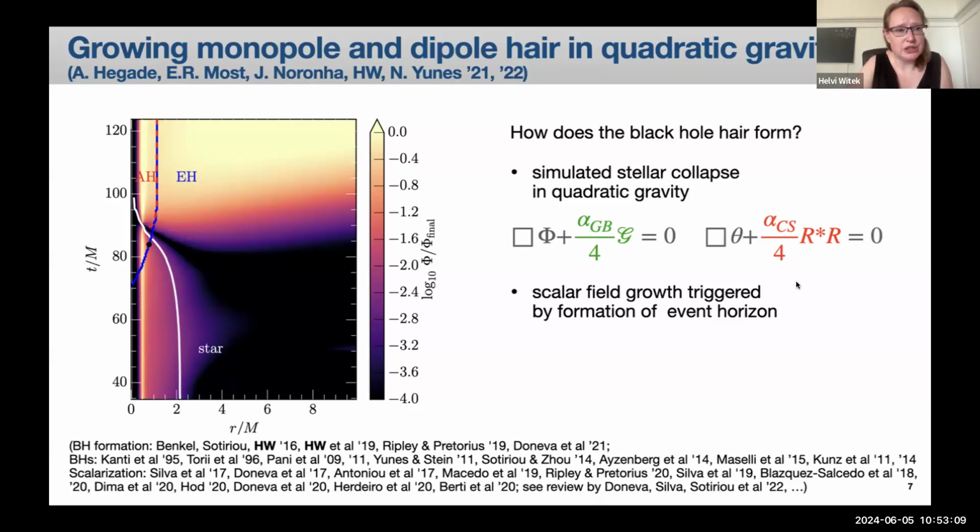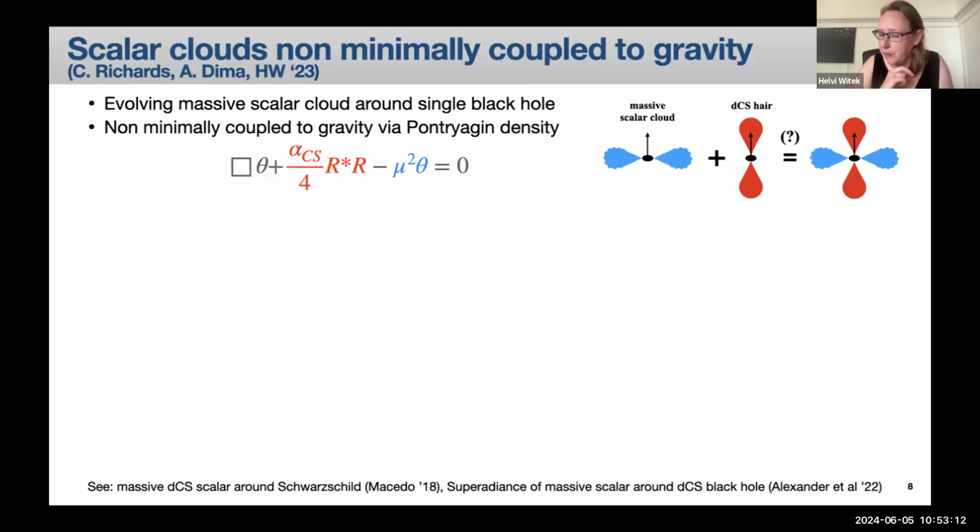Okay, good. So now I also want to advertise some work that we did with Chloe Richards, one of my students here at the University of Illinois, and our former postdoc, Alexandro Dima, where we evolved one of these scalar fields, the theta field, now sourced by the Pontryagin density, and adding this mass term. So basically, the questions that we were thinking about here is the following.